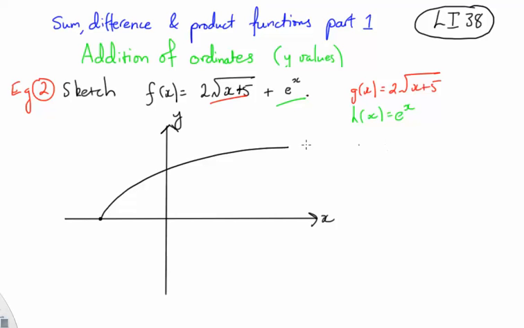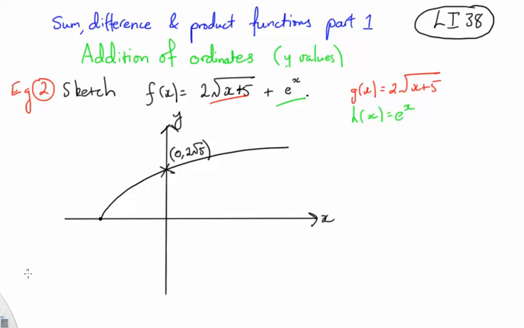And it has a y-intercept, so the y-intercept occurs when x equals 0. So that's at 2 root 5, so it's at (0, 2 root 5). I would usually do the working, but I really want to focus on addition of ordinates. So I'm assuming you have all that information already down, that you're really happy with it.